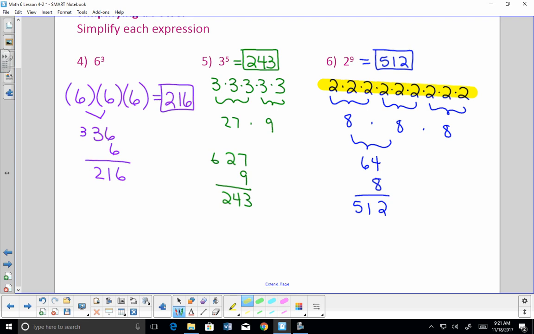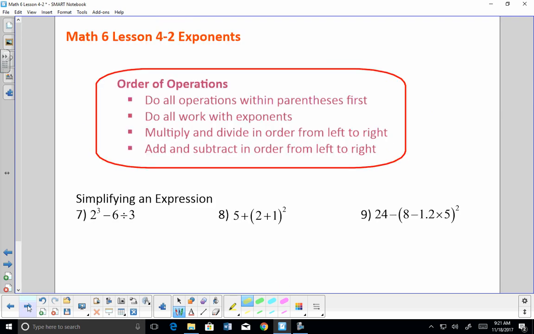The next thing we're going to talk about is order of operations when we add exponents to it. We've talked about order of operation problems before. Before, we didn't have any problems that had any exponents. Now, we're going to add exponential problems to these. So we have to remember the order of operations again. Do all problems within parentheses first, then do all the work with the exponents, then multiply and divide in order from left to right, add and subtract in order from left to right.